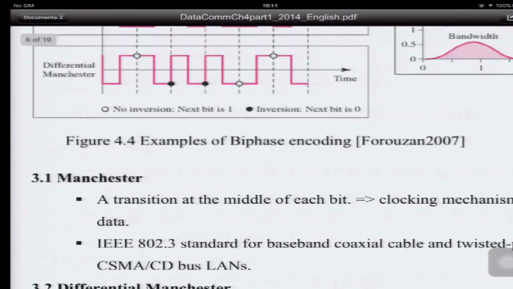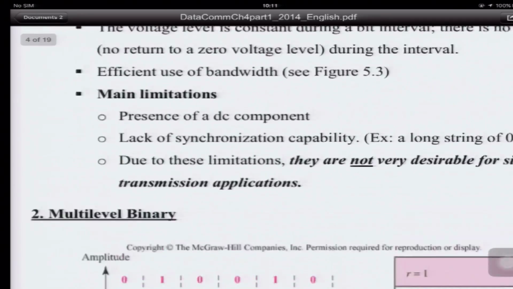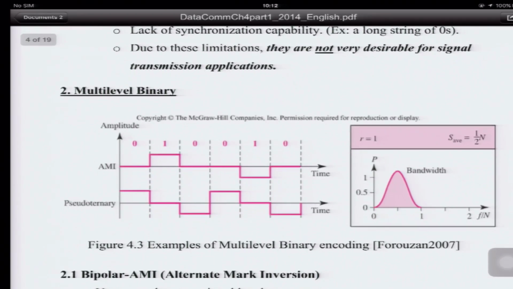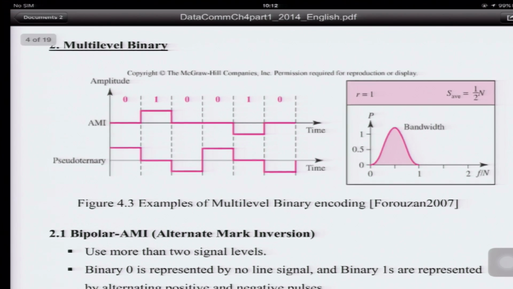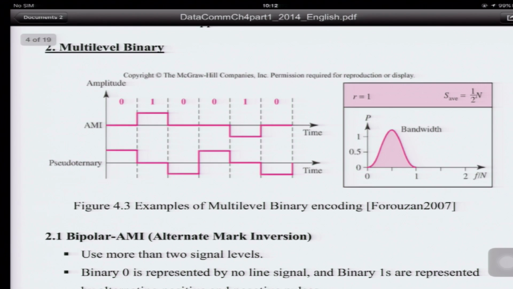Now we will go back to the multi-level binary. For the multi-level binary, it means that we have more than 2 levels to represent 1 bit. Our bit has values only 0 and 1, so we can represent it with only 2 values, right? 5 volts and 0 volt. However, in this encoding, we use 3 levels to represent them. There are 2 techniques. The first one is AMI, or bipolar AMI. The other one is called the pseudo ternary. They are opposite of each other.